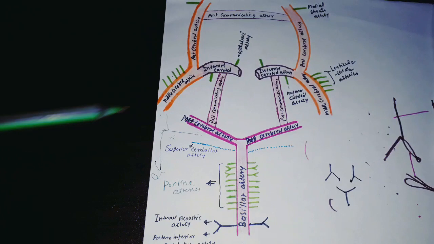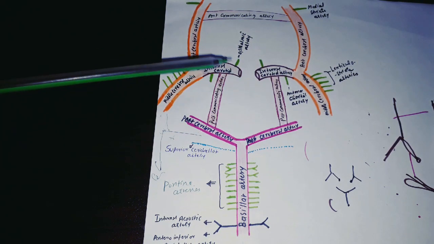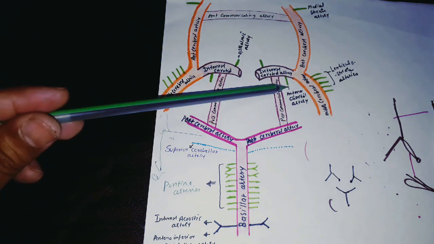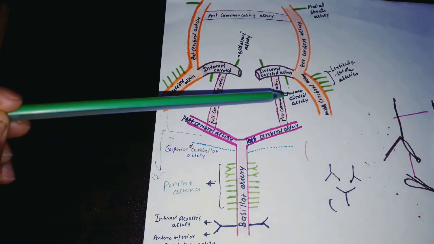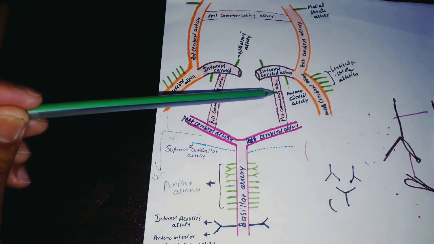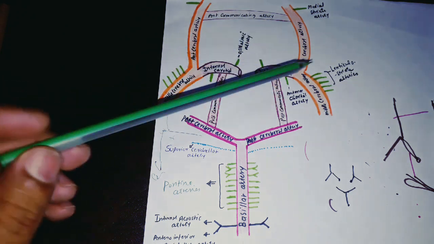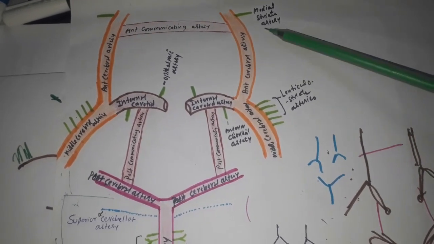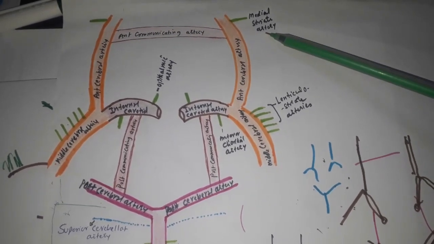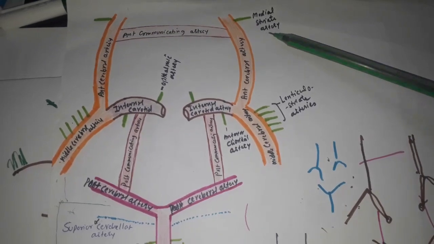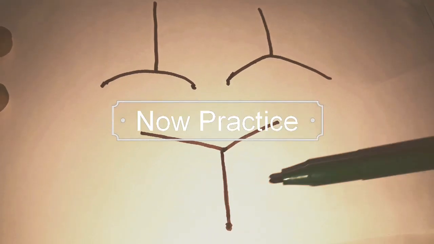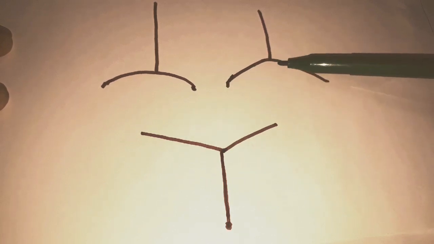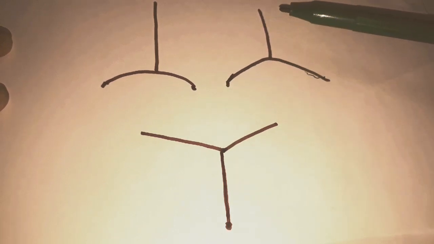Now other branches are given from the internal carotid artery. You see the ophthalmic artery, and here this one and this one, you see this one is the anterior choroidal artery. And from the middle cerebral artery we get the lenticulostriate artery, and from the anterior cerebral artery we get the medial striate artery. Draw 3 Y's. Now this is basilar artery, this divides into posterior cerebral arteries, and internal carotid artery into middle cerebral artery and anterior cerebral artery.